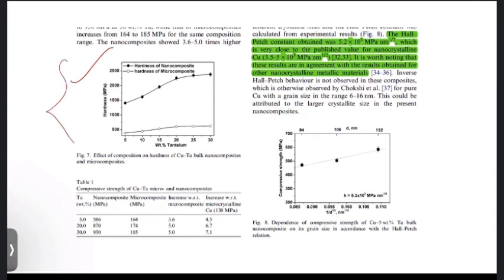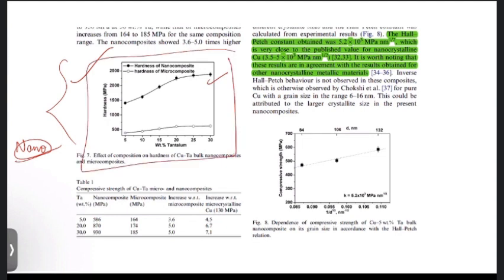From this plot, which composite has more hardness, nanocomposite or microcomposite? Nanocomposite. Yeah, hardness is more. And is it decreasing or increasing with the increase of tantalum? Increasing, ma'am. Right, exactly. So you have followed this graph. Okay, and they have given the number. The hardness is 3.6 to 5 times higher. They have given the range of the hardness. Okay.